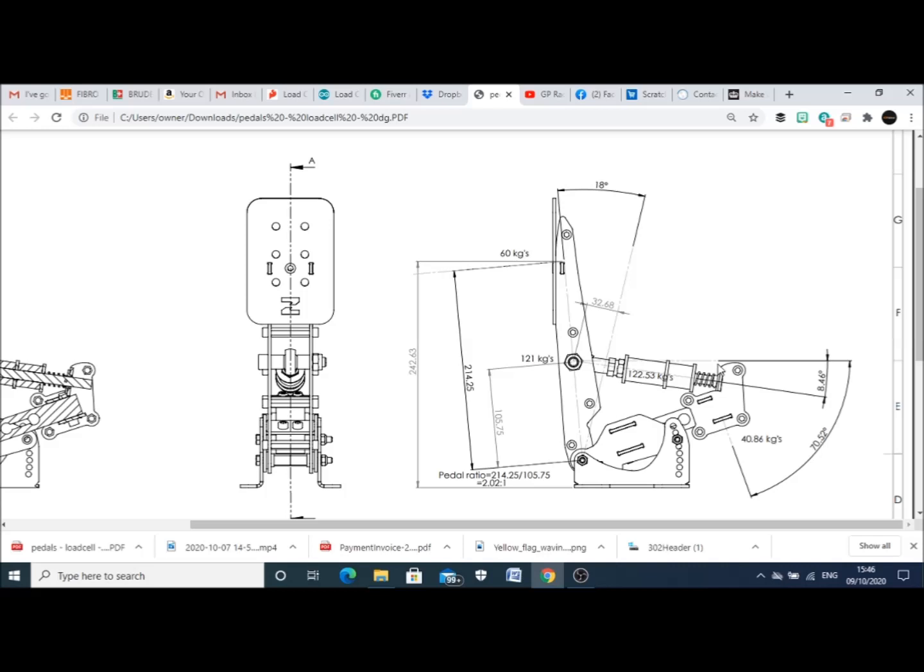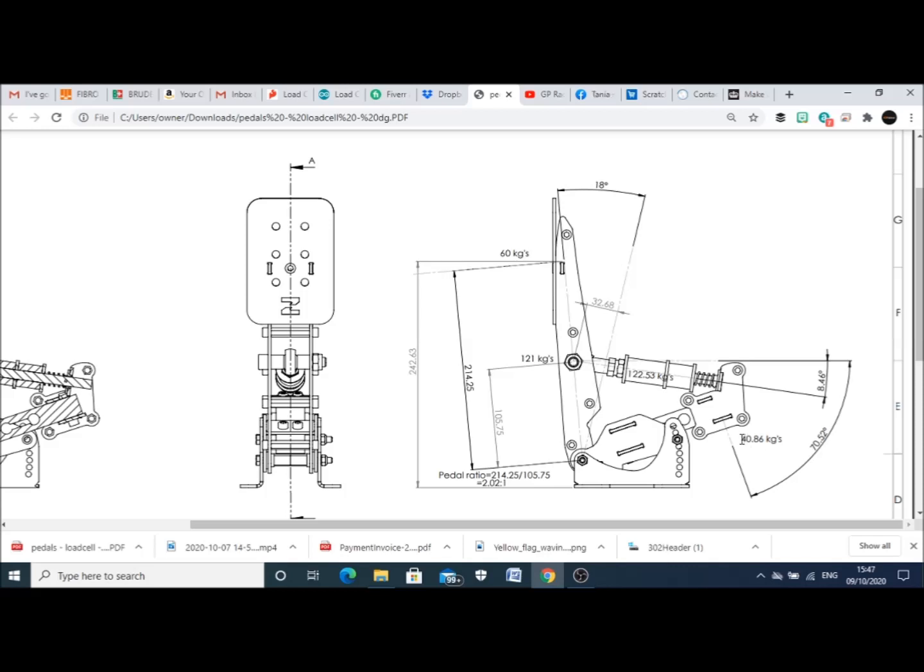And then doing a bit of force vector calculations, I believe, unless I've got my maths wrong, that the load in the slider would be 122.5 kilos, which would result in a bending force of about 41 kilos in the load cell. So that seems to me that a 100 kilo load cell should be fine.